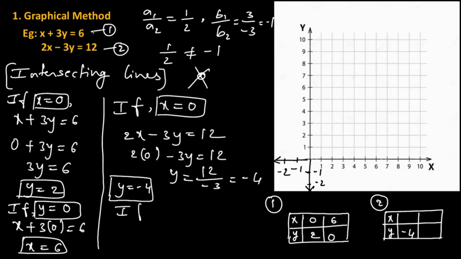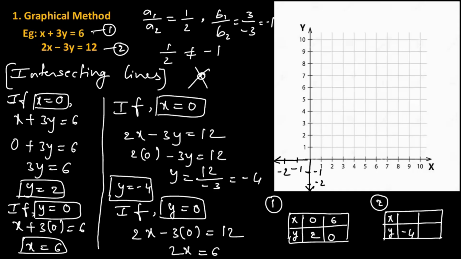And this time y value is 0, what will be the x value? 2 into x minus 3 into 0 is equal to 12. 2x is equal to 12, whereas x is equal to 6. So when y is equal to 0, x value is 6. When x is equal to 0, y value is minus 4. So let us plot all these x and y values on the graph.